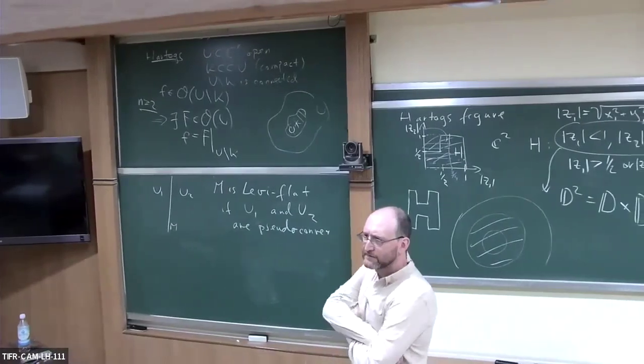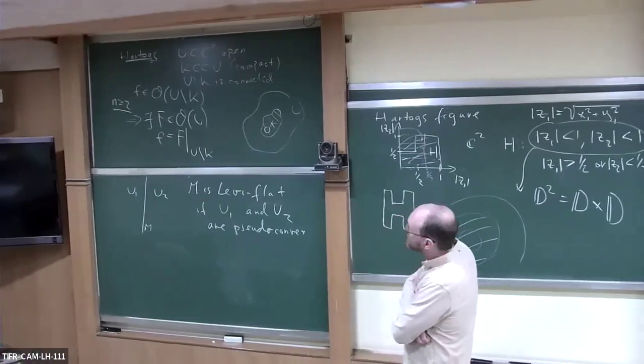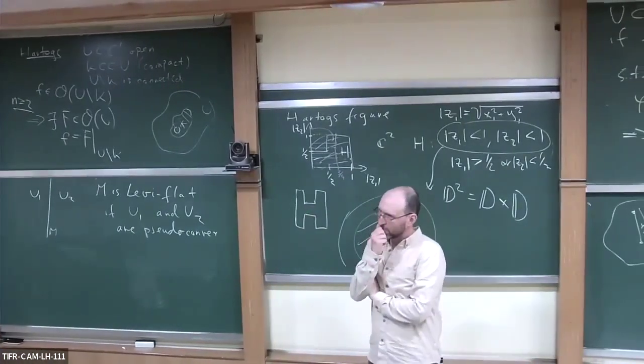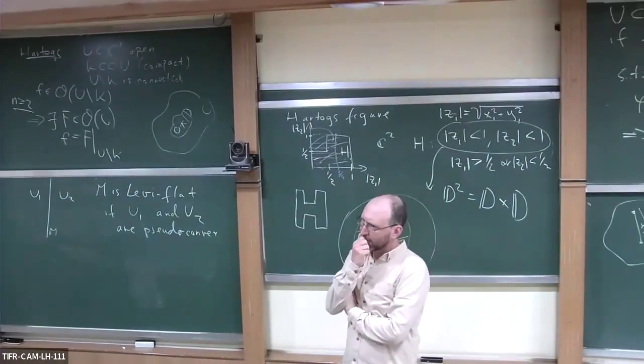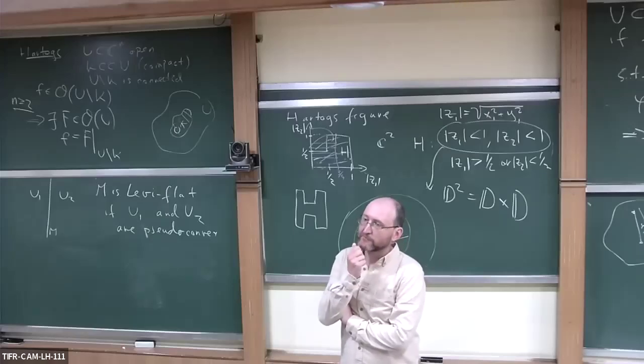Because by your definition, it looks like for M to qualify to be Levi-flat, it's separating U1 and U2 globally.